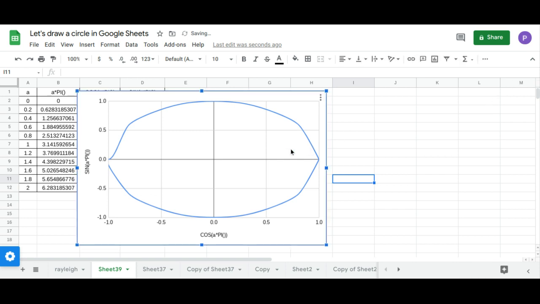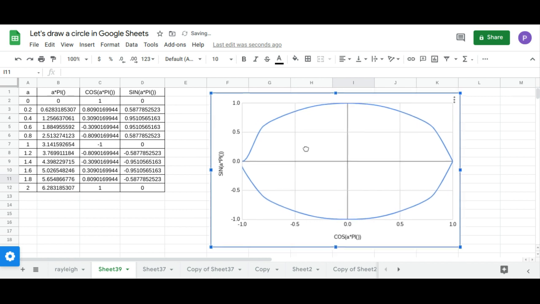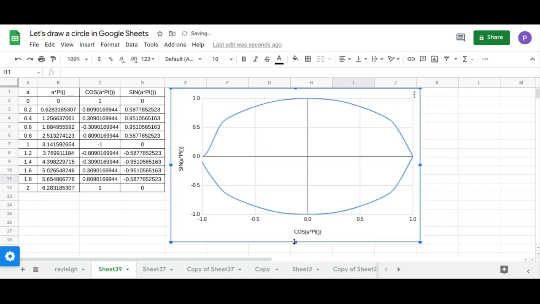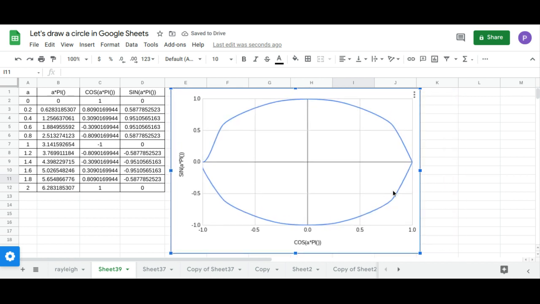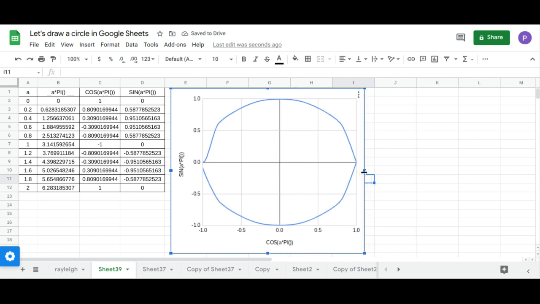We erase that. We need a space where our value of x is cosine and sine. So this completes the use of cosine and sine to draw a circle in Google Sheets.